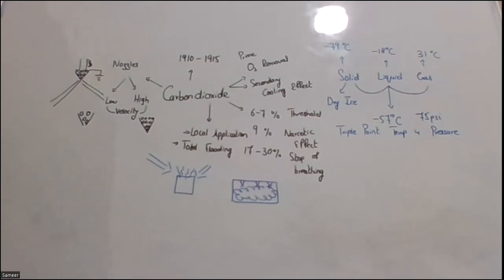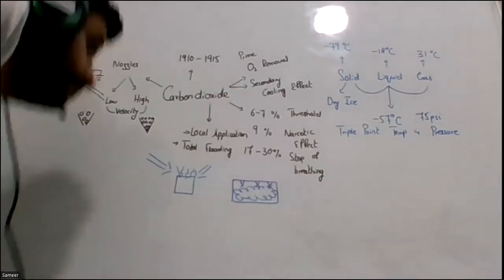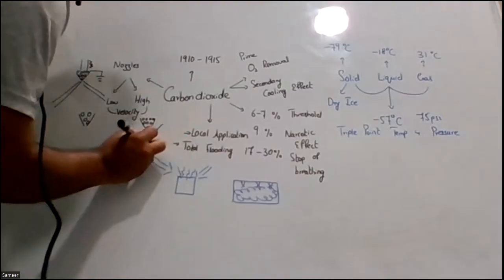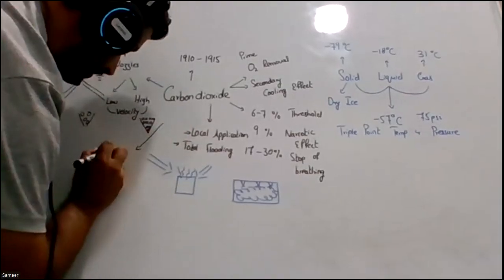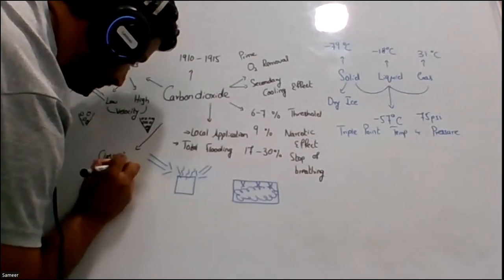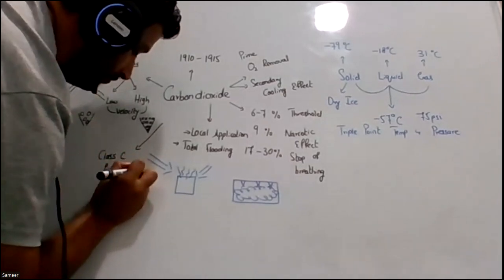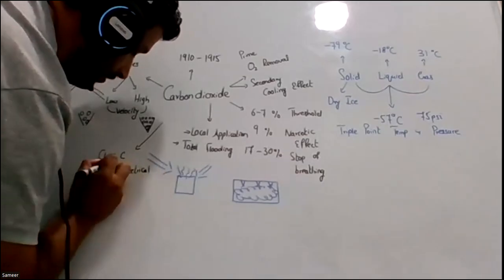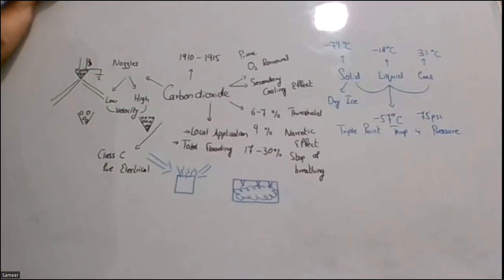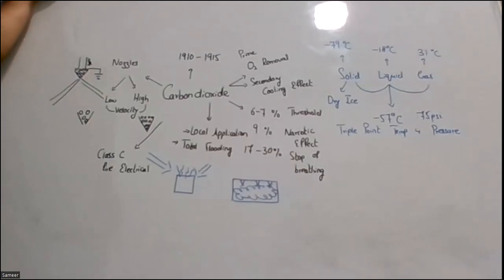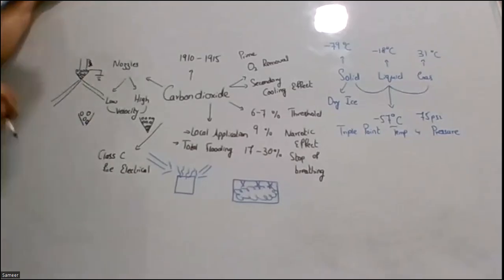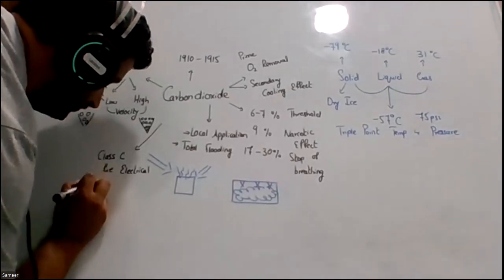On which fires is carbon dioxide effective? Carbon dioxide is very effective on class C fires, meaning electrical fires. Why is it effective on electrical fires? Because carbon dioxide has very good properties. One of the best properties of carbon dioxide is that it leaves no residue.